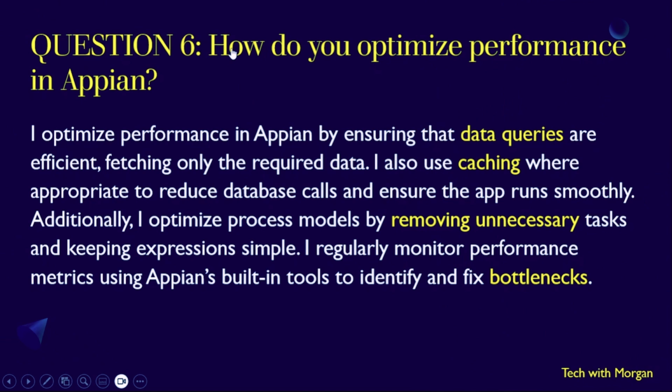Question 6. How do you optimize performance in Appian? I optimize performance in Appian by ensuring that data queries are efficient, fetching only the required data. I also use caching where appropriate to reduce database calls and ensure the app runs smoothly. Additionally, I optimize process models by removing unnecessary tasks and keeping expressions simple. I regularly monitor performance metrics using Appian's built-in tools to identify and fix bottlenecks.